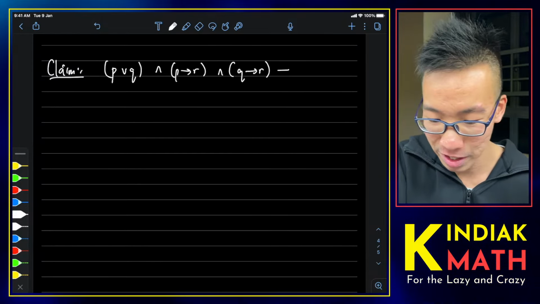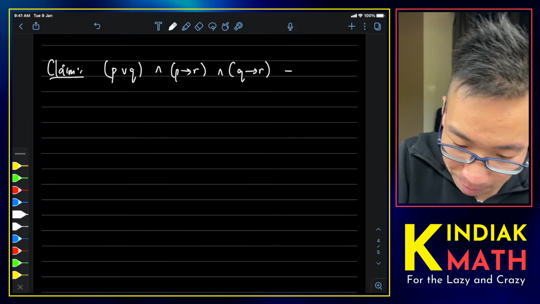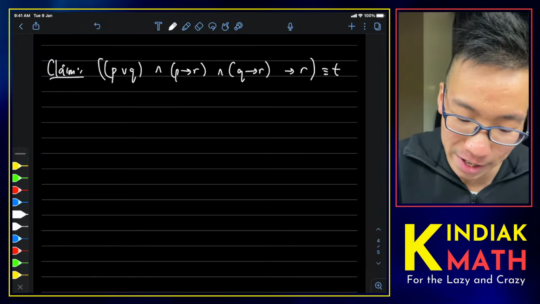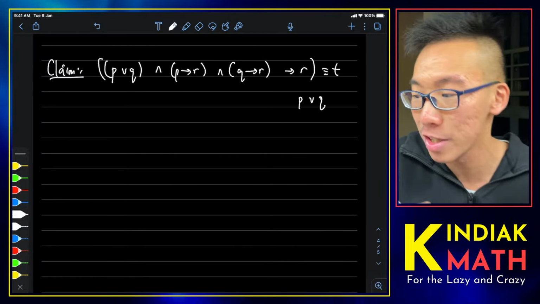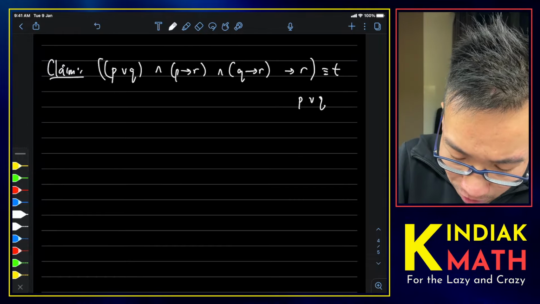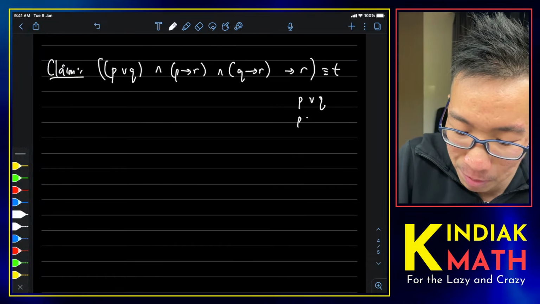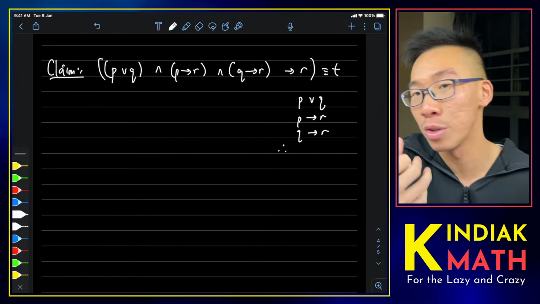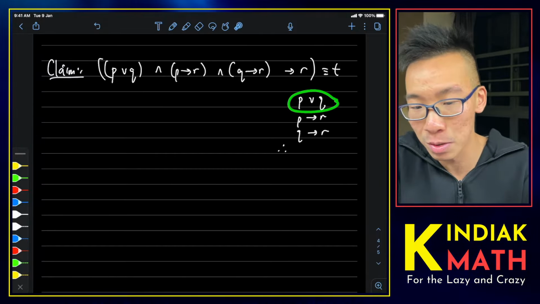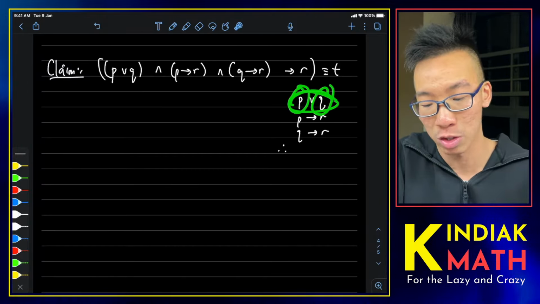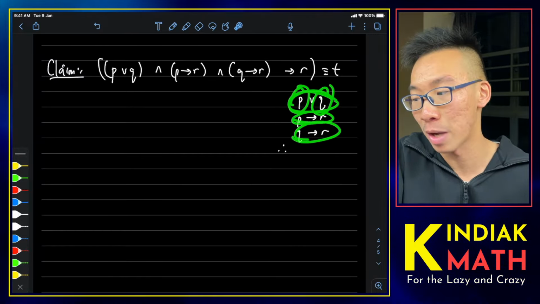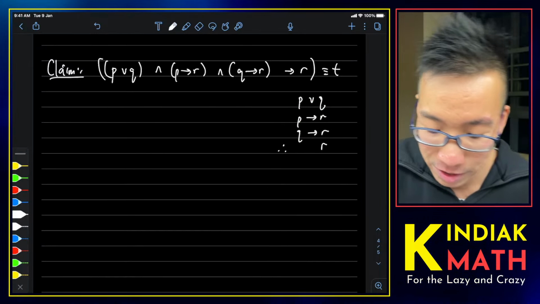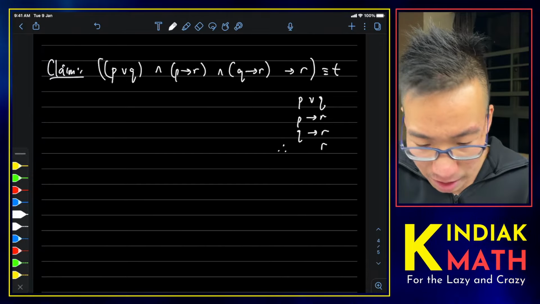Alright, so the claim is that this thing is a tautology. This thing implies R is a tautology. So what's the logic here? The intuition is that if you have P disjunction Q, and you know that P implies R, and you know that Q implies R, what's the conclusion that you can make? You know at least one of these things holds, and you know that no matter whether P holds or Q holds, both will cause R to happen if P and Q are true. This allows you to conclude that R is legitimate as well, right?